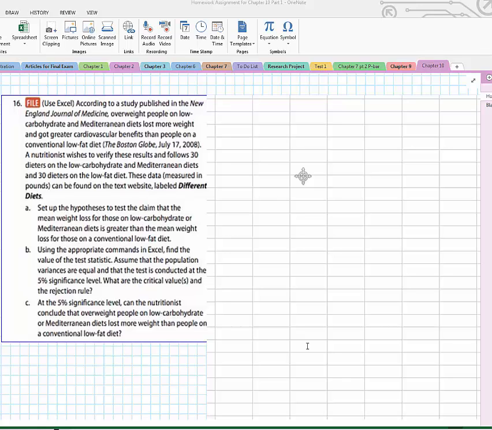So the first step that we need to take is to go in and get the textbook data labeled different diets. And then we want to go about the business of attempting to set up a hypothesis. So first, let's go ahead and bring in the data so we can just sort of pause and think about what we're trying to do, and then we'll set up the hypotheses. So let's go get the data.